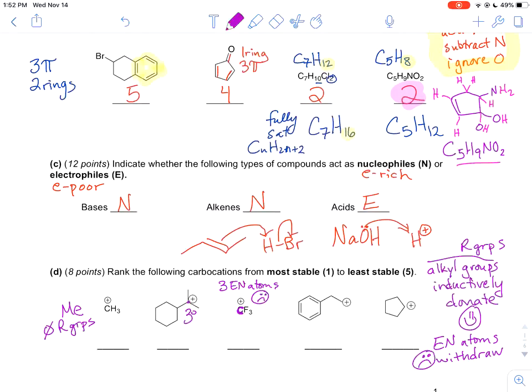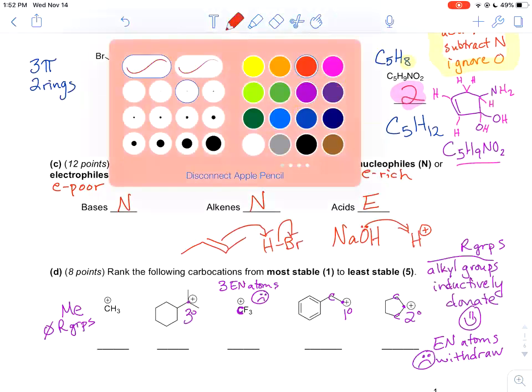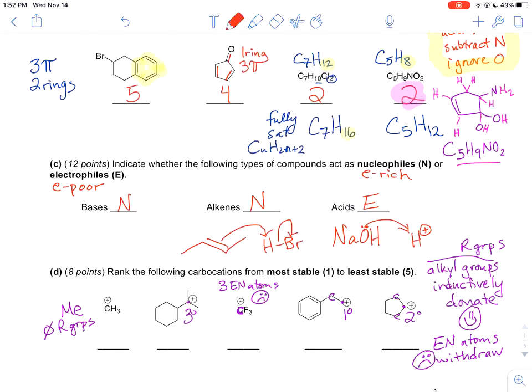Moving on for classification, this is a primary carbocation. This carbon is only connected to 1 carbon, so it's primary. This one here is a secondary carbocation because it's connected directly to 2 carbons. So from that, we should have enough information to rank. The most highly substituted is the tertiary carbocation, so that's going to be the most stable.